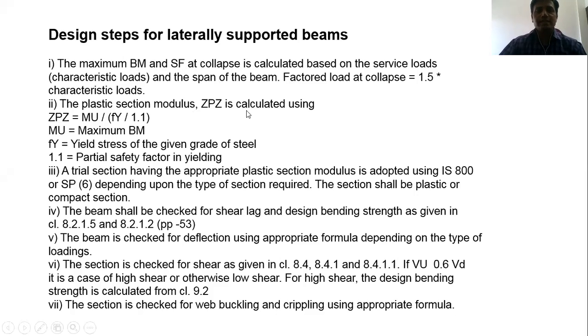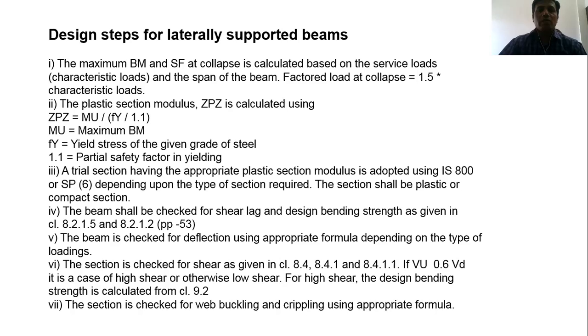Now the next step, you have to calculate the plastic section modulus. It can be calculated by Zp = Mu / (Fy / 1.1). Here 1.1 is the partial safety factor for yielding. It is already given in IS 800; there is no need to remember the value. Mu is the maximum bending moment that you calculated earlier. Fy is the yield stress of the given grade of steel, normally 250 in case it is not given, you can assume 250.